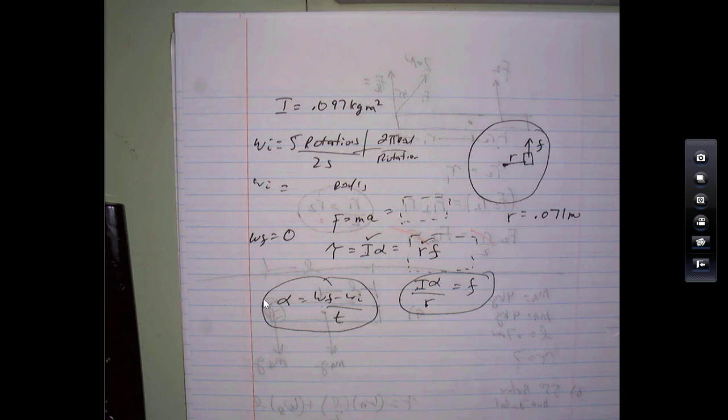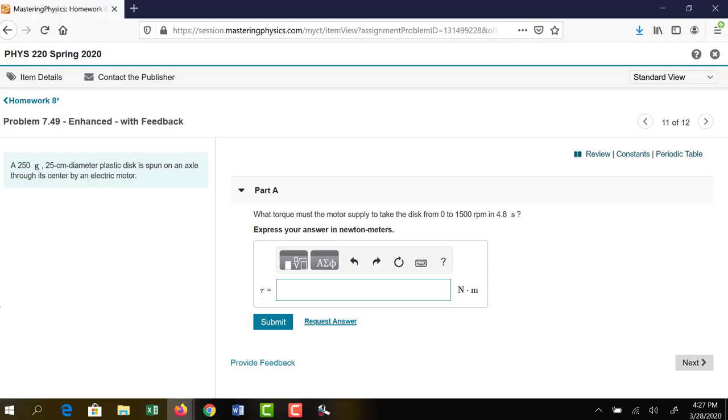Lots going on, but you have all the information to solve it. All right, let's look at the next one. In this one we've got a 250 gram, 25 centimeter diameter plastic disc spun on an axis through its center by an electric motor. What torque must be applied to have it go from 0 to 1500 in 4.8 seconds?